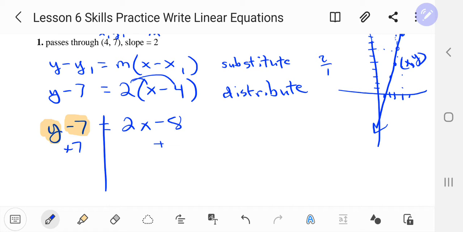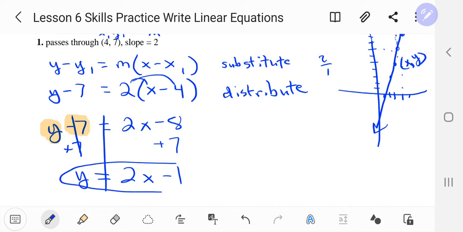So let's add 7. I put it under the minus 8 because they're like terms. I wouldn't want to put it under the 2x because they're not like terms. I can't combine those. So I put it under the minus 8. All right, I get y equals 2x, and then negative 8 plus 7 is going to be minus 1. And that, my friends, is slope-intercept form.